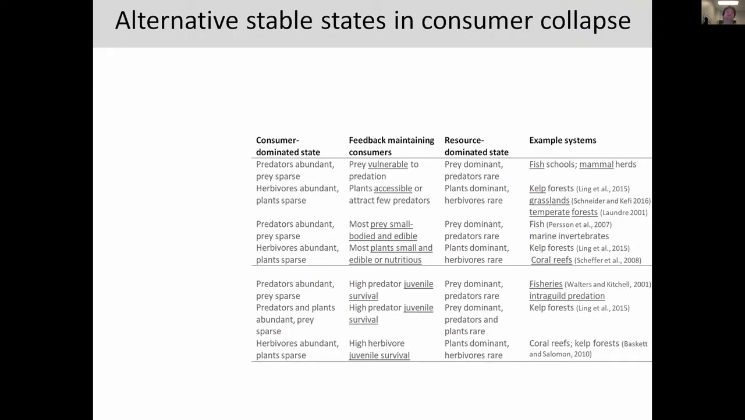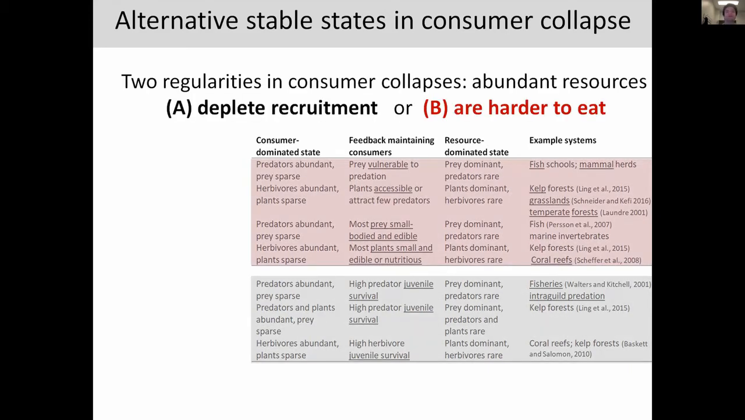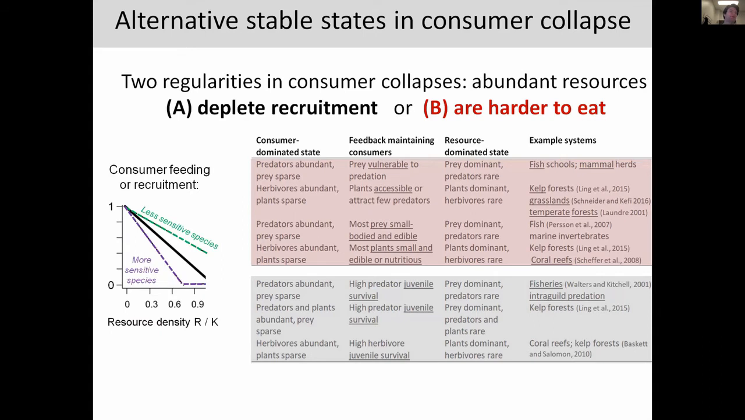Okay, so one of the issues when we start thinking about alternative stable states in food webs is that we've been studying this idea of consumer collapse in very different systems using very different models or very different field techniques. In all of these cases, the two states are either the consumer and the resources present, or only the resource species present with the consumer extinct. And if we look across all these studies, we see two really common regularities in all these different mechanisms. And that is that when resources become abundant, they either deplete the recruitment of the consumer, or the resource itself becomes hard to use, or depletes energy uptake. So as a very broad sketch, consumer feeding or recruitment declines with resource density.